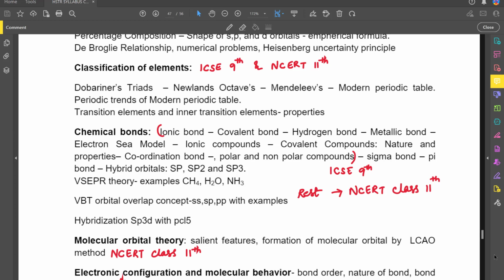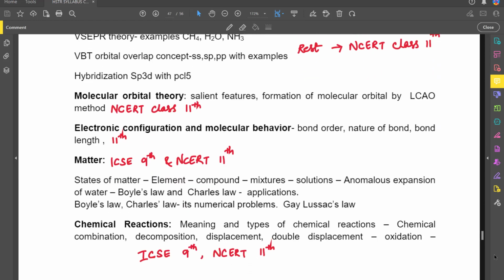Okay, try to touch all the topics and try to grab the knowledge at least from the basic concepts point of view. Okay, next is molecular orbital theory. This you will find only in the NCERT class 11th or PUC first year book, and this is a free class already available in my YouTube channel. I will give the link of this class also, you can watch it.